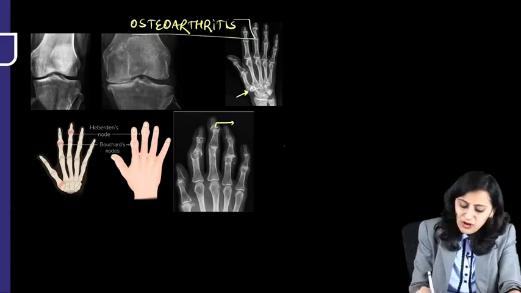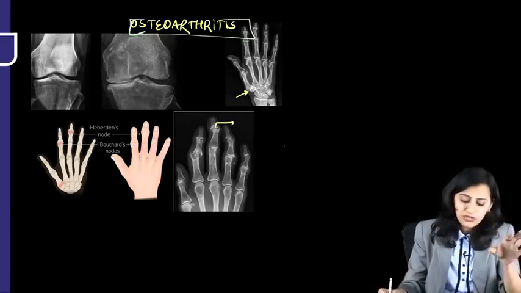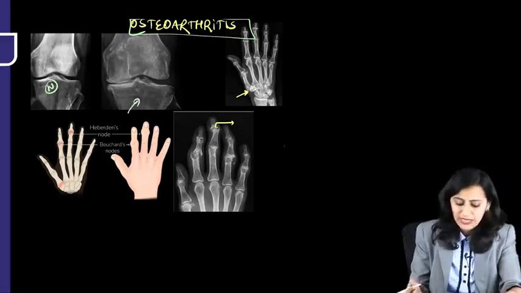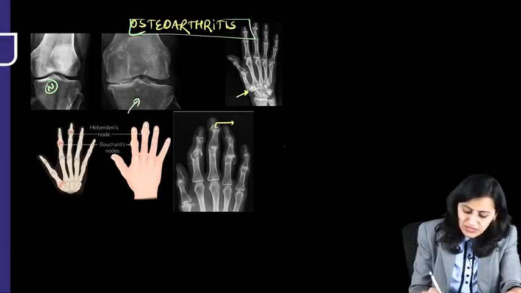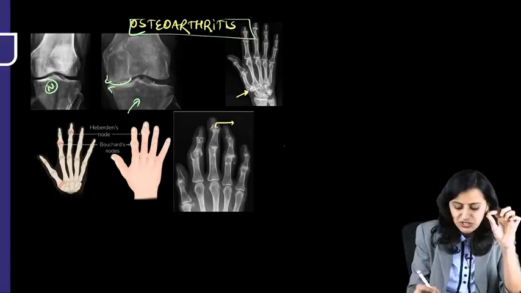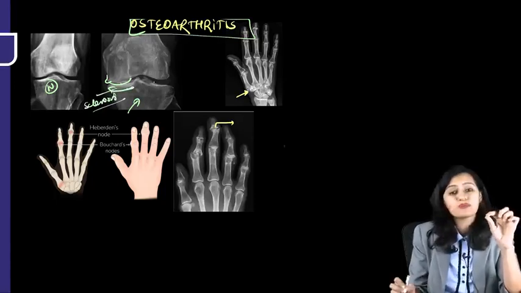So let's have a look at osteoarthritis, the degenerative osteoarthritis. The knee joint is commonly involved. So this is normal and this is an osteoarthritic joint. Look at the asymmetric joint space narrowing. Look at the osteophyte formation and the sclerosis. The subchondral sclerosis is what we are seeing here.